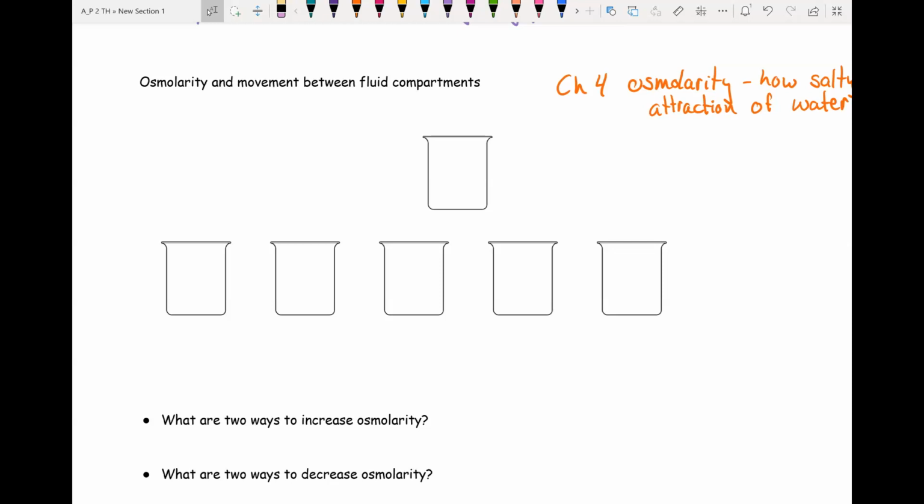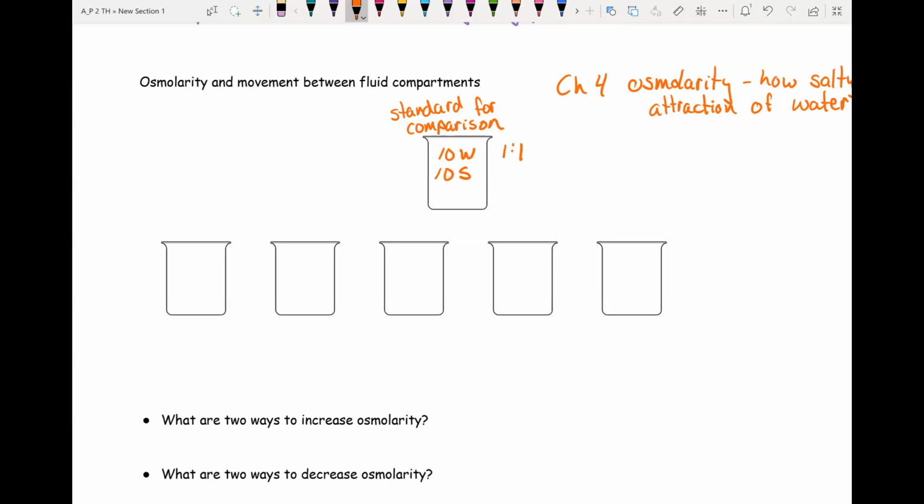And I have beakers here set up, and the top one is just going to be our standard for comparison. And I'm just going to use very simple numbers. So these do not represent the actual amounts of water and salt in your body. I'm just using simple numbers to make the point. We're going to say that here we have 10 water and 10 salt. That means we have a ratio of 1 to 1. 1 water for 1 salt.